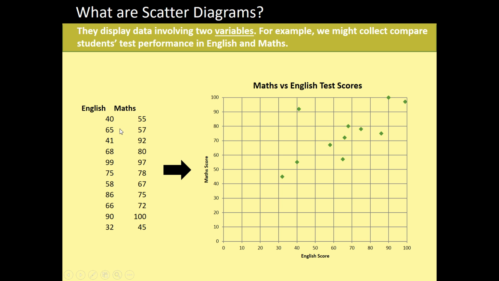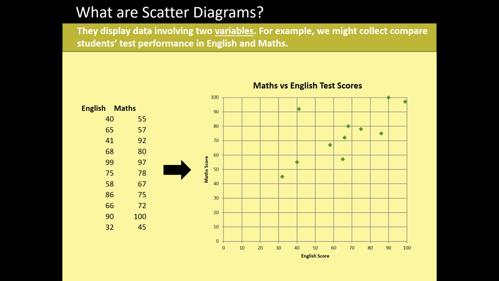Go along to 65 for English. 57 would be that point there. Each one of these points represents a different person. Now you'll see here on the diagram, because it's used from Excel, they use little diamond points, little rotated squares actually, to be specific.